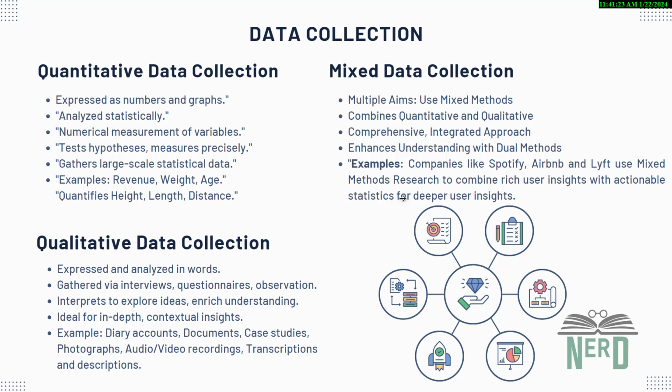So mixed methods research is just like that. It mixes numbers with personal stories and opinions to give a fuller picture. Companies like Spotify, Airbnb, and Lyft or Uber use this method to get the best of both worlds. They get numbers that show trends and personal insights to understand why those trends happen.